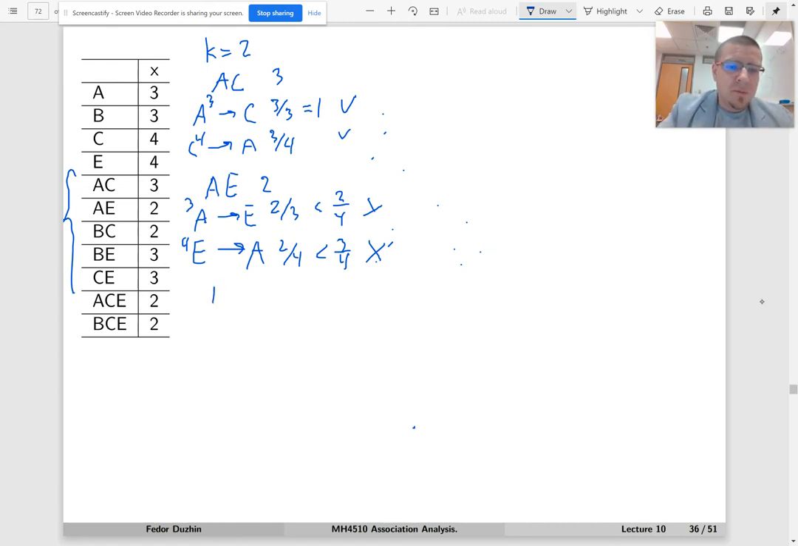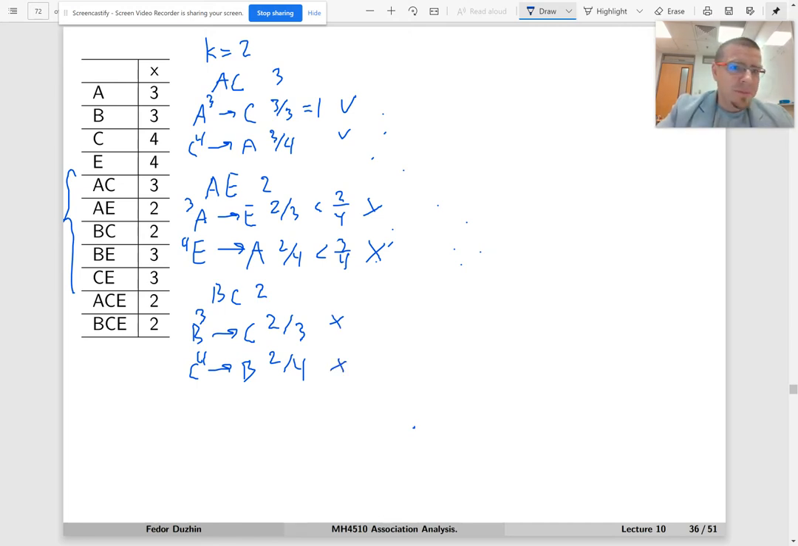Okay, now BC. There are 2 rules possibly: B implies C and C implies B. The support count of BC is 2. The support count of B is 3. The support count of C is 4. So the confidence is 2 over 3 and 2 over 4 here. Both of them are not included.